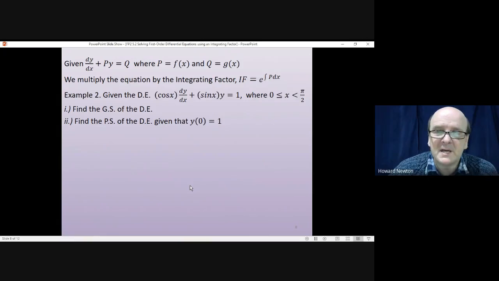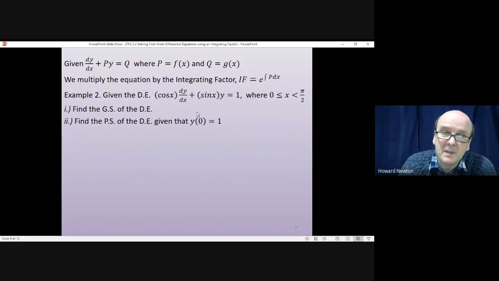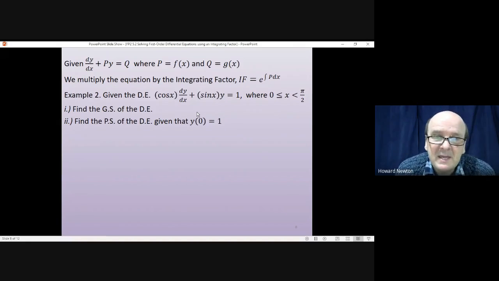But before you get started, do just be a little bit careful. As we said, this method works as long as the equation is written in this form. So dy by dx on its own plus some function of x times y equals some other function of x. So this cos x we're going to have to deal with before we get started by dividing through by it. Anyway, I'll let you have a go, pause the video, see how it goes, and then come back to me again when you're ready.